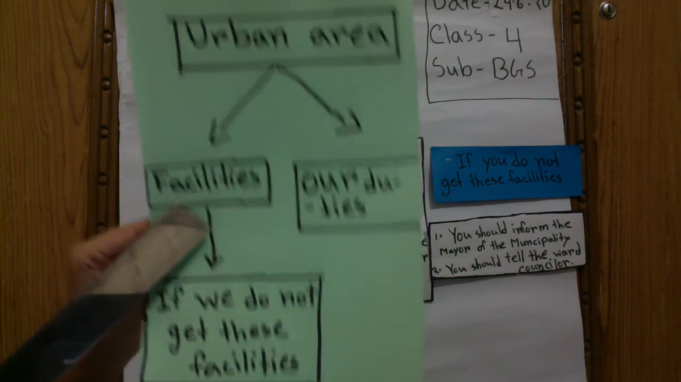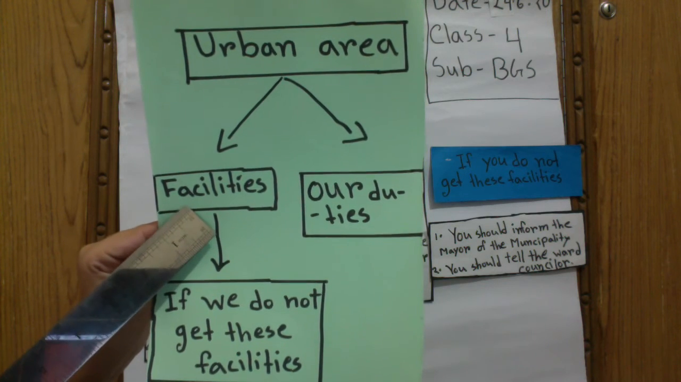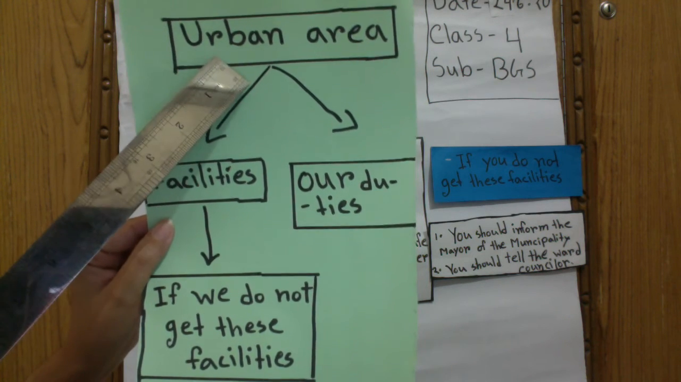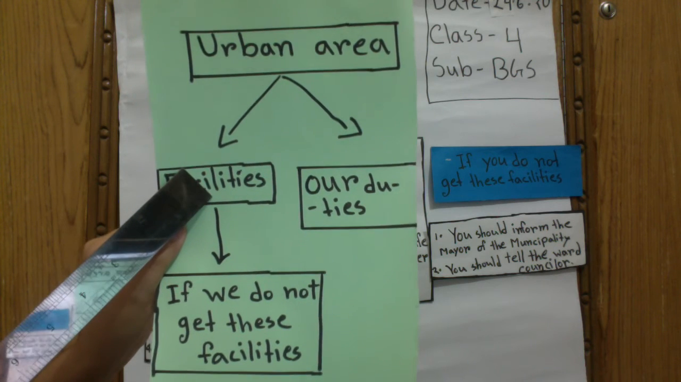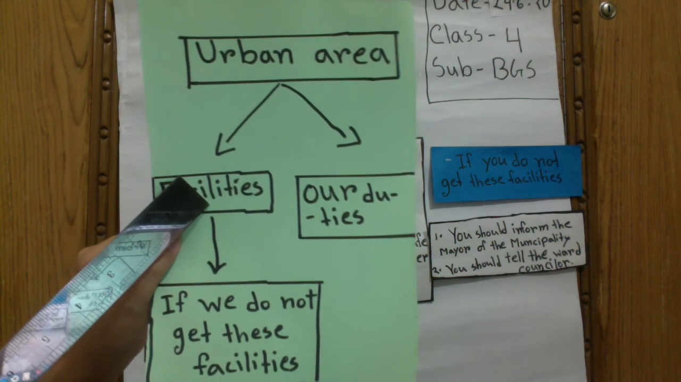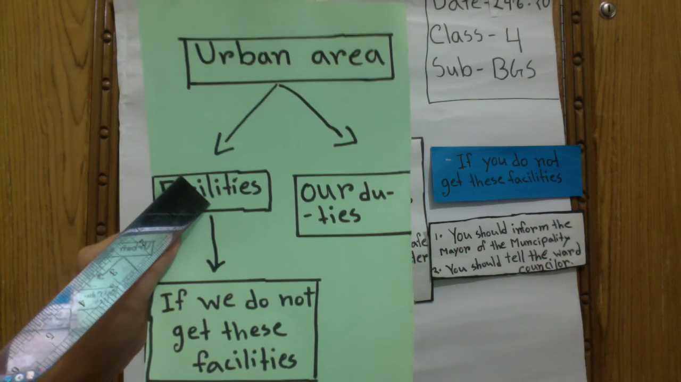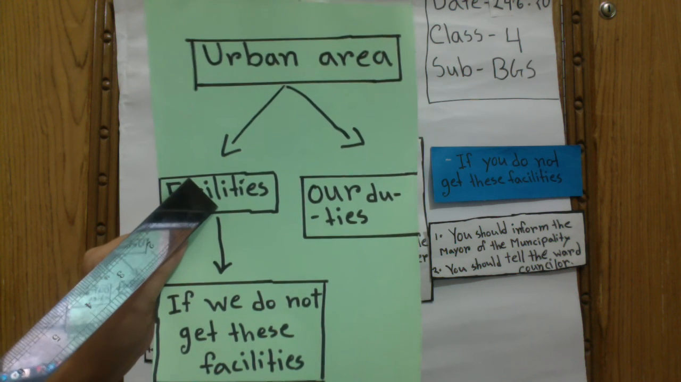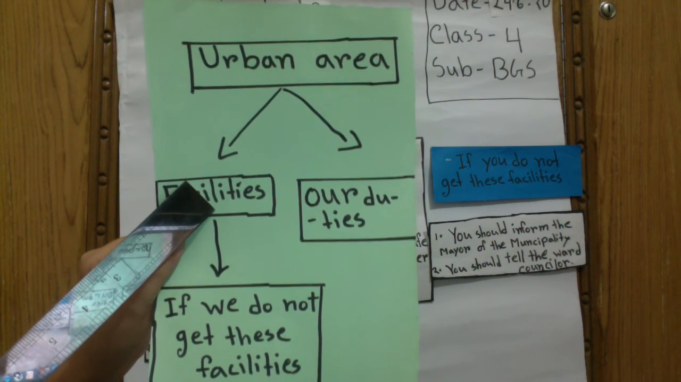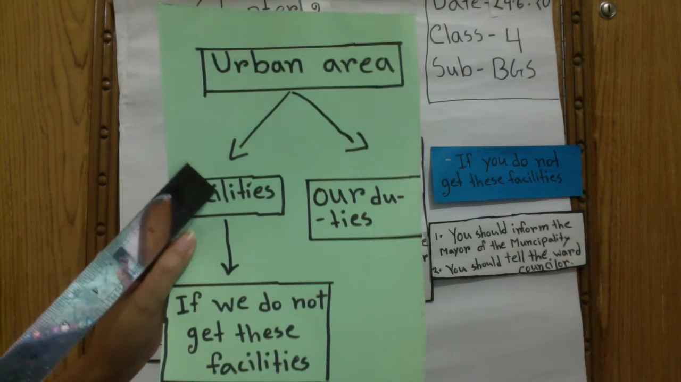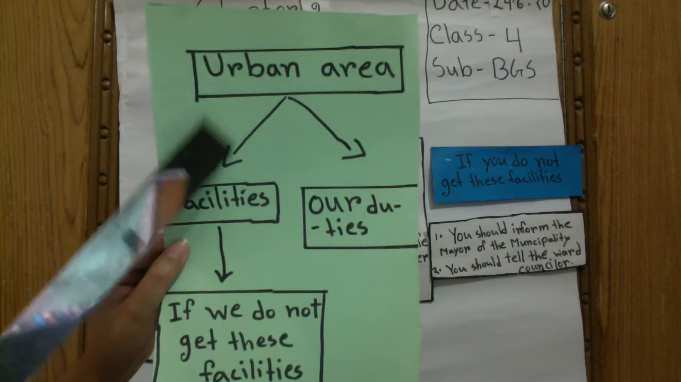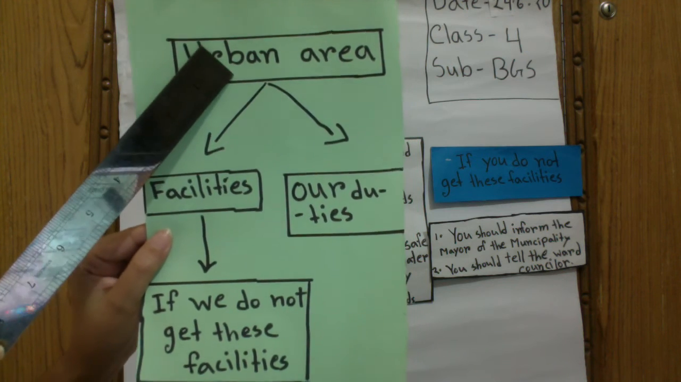Now the facilities. What type of facilities do we need in the urban areas? We need schools, colleges, hospitals, wide roads, drains, dustbin, supply of safe drinking water, electricity, gas and playground. These types of facilities we need from the urban areas.